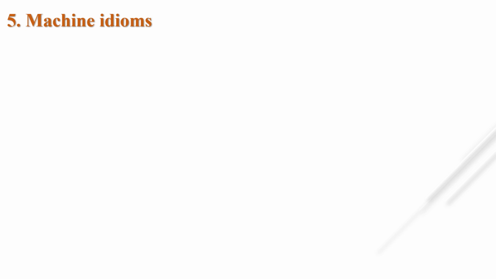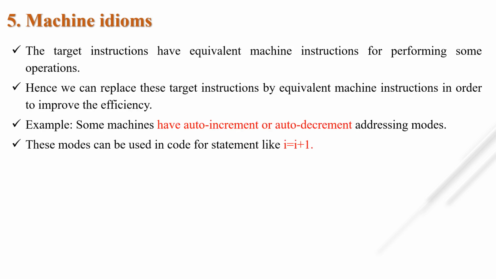And the last characteristic is machine idioms. So for the target instructions that have equivalent machine instruction for performing some operation, we can replace this target instruction by equivalent machine instruction in order to improve the efficiency. For example, some machines have auto increment or auto decrement addressing mode. So this mode can be used in the code of the statement like I equal to I plus 1. So some of the machines have auto increment and auto decrement modes. So instead of I equal to I plus 1, we can simply use that addressing mode.